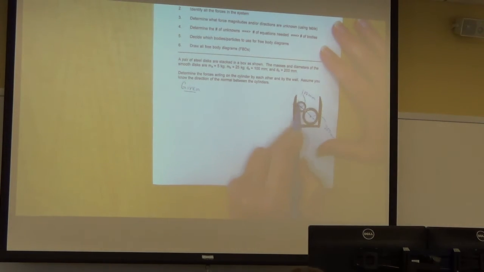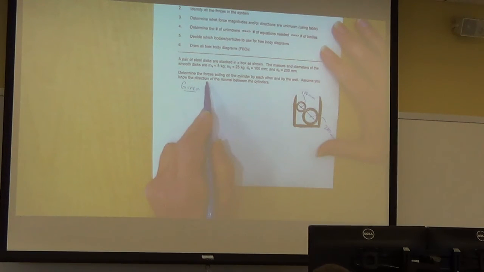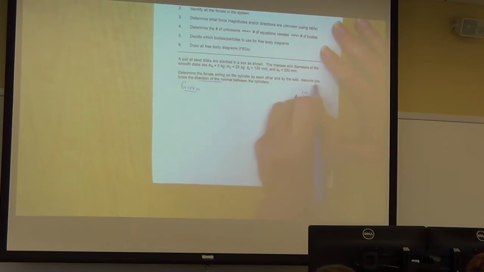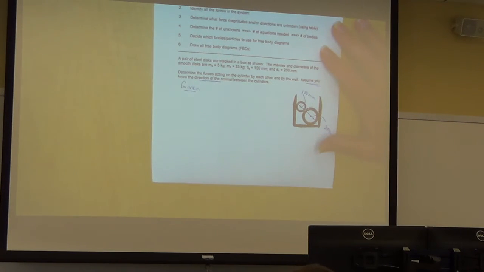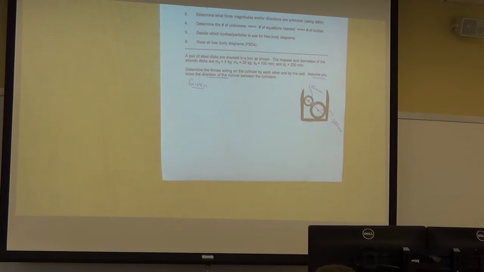Cylinder by each other and by the wall. Assume you know the direction of the normal between the cylinders. Okay, that's good for us to know. Let's start in the back and go around. John, what information is given that's not shown in the picture?